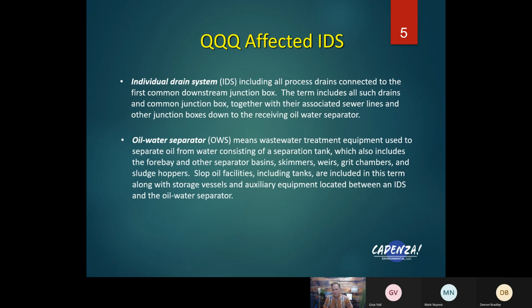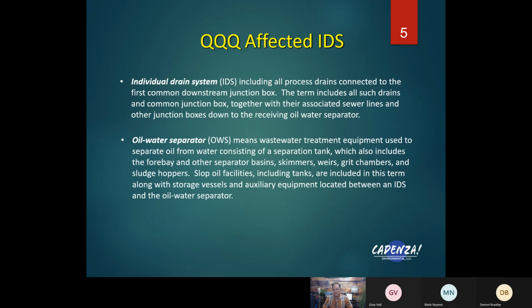And then also the oil water separator means the wastewater treatment equipment used to separate the oil from the water, consisting of a separation tank and a whole lot of other stuff, including separator basins, skimmers, weirs, grit chambers, sludge hoppers.